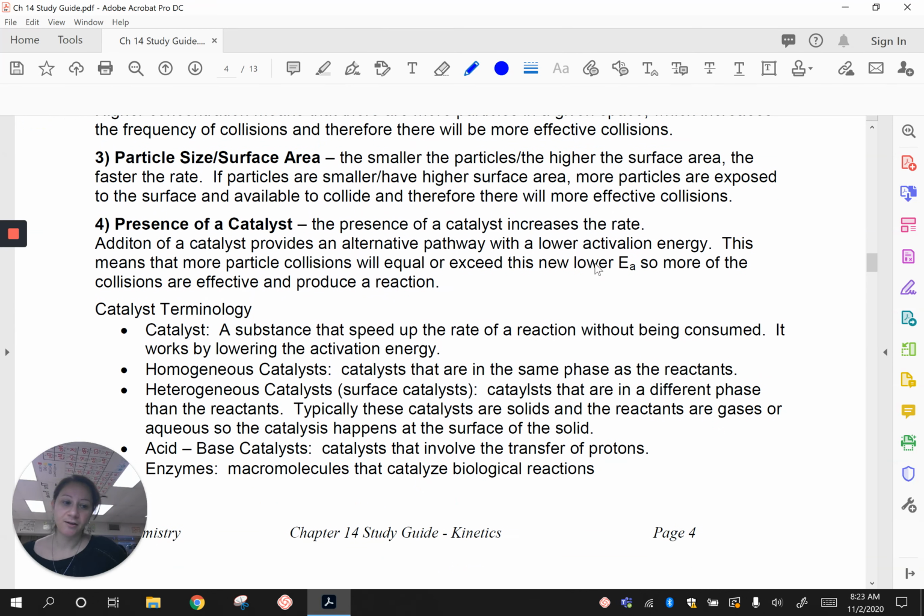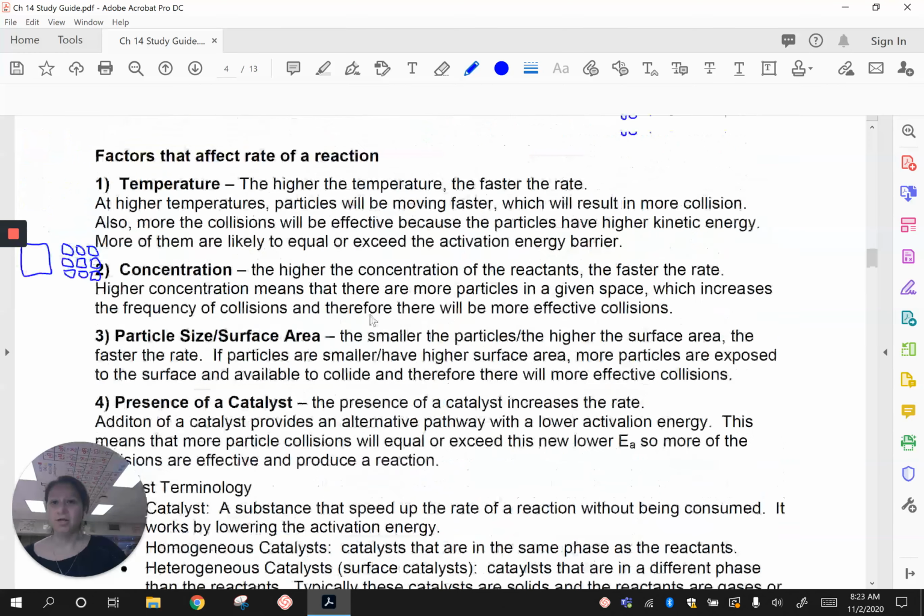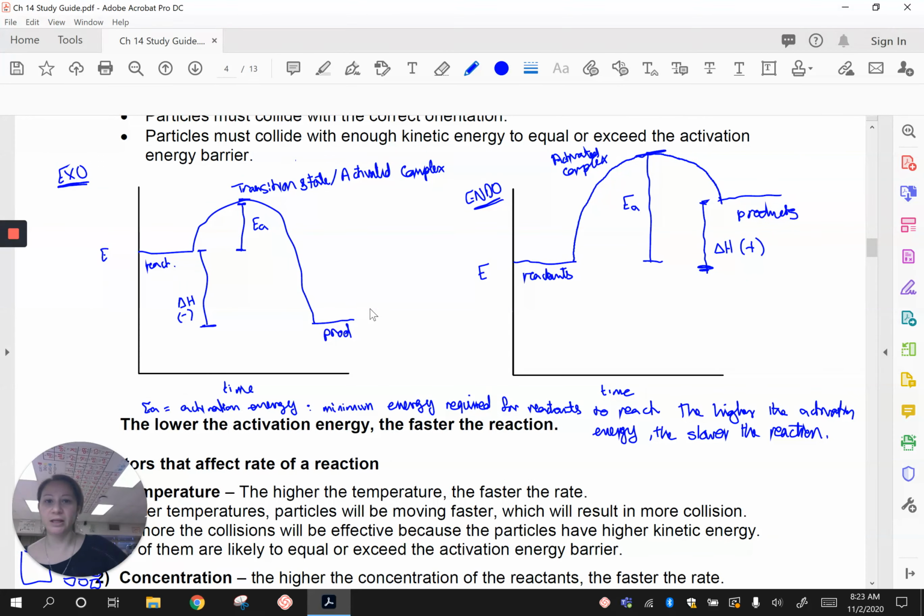And finally, the presence of a catalyst affects the rate of a reaction. The presence of a catalyst increases the reaction rate. Addition of a catalyst provides an alternative pathway with a lower activation energy. This means that more particle collisions will equal or exceed the new lower activation energy, so more of the collisions are effective and produce a reaction. So let's look at what that really means.